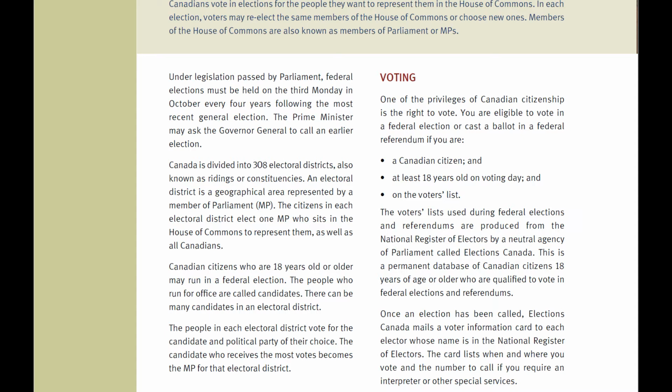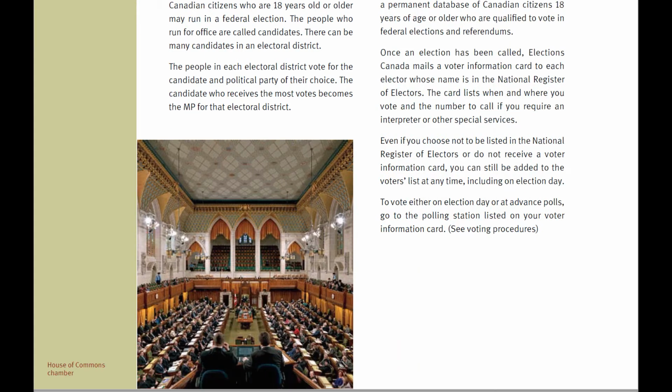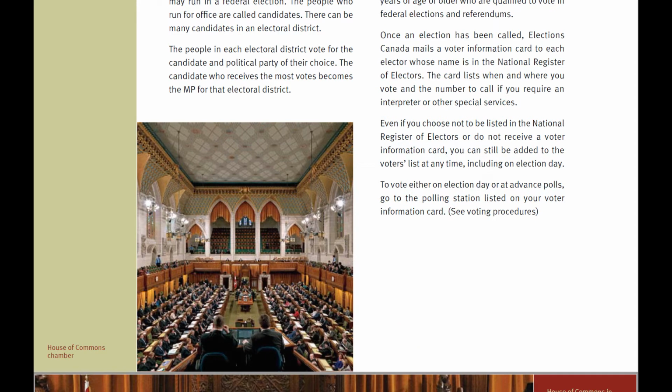information card to each elector whose name is in the National Register of Electors. The card lists when and where you vote and the number to call if you require an interpreter or other special services.